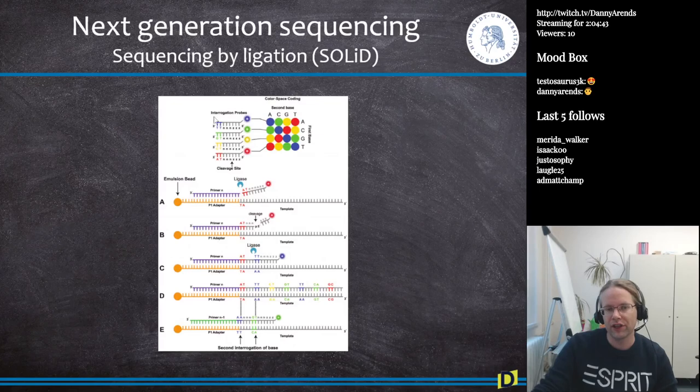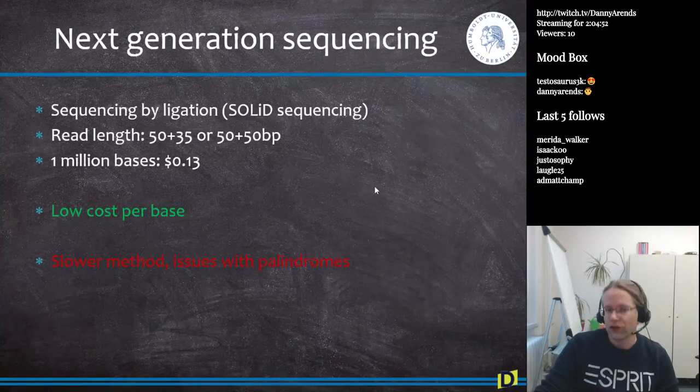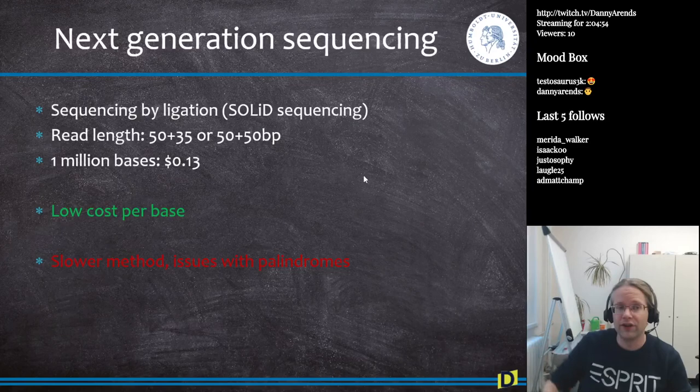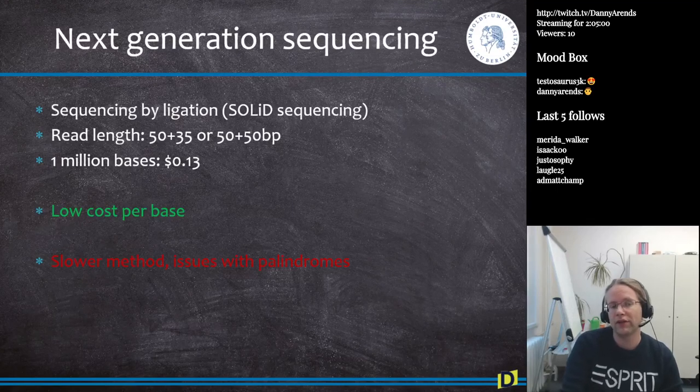But it has 16 different probes, and of course colors are shared between the probes, but it allows you to figure out the sequence as well. So SOLiD sequencing, like I said, I never did it, and it is supposed to be relatively cheap, but it's relatively slow, and it has a massive issue with palindromes.